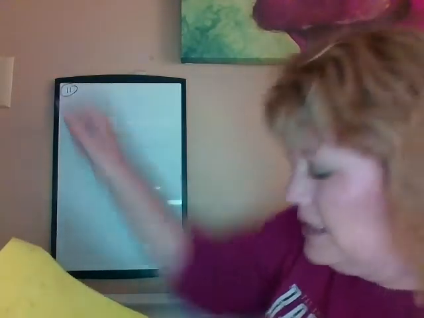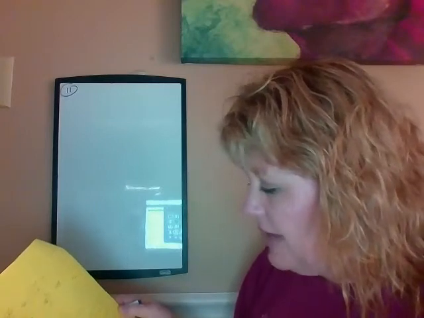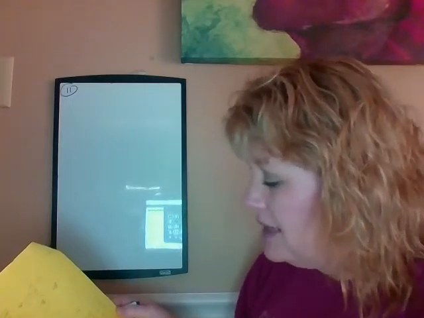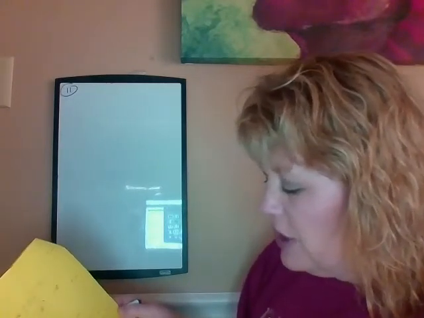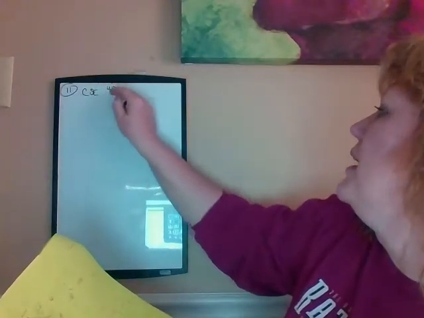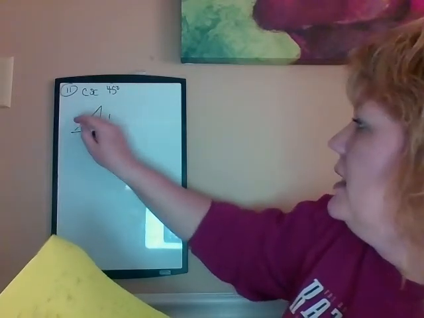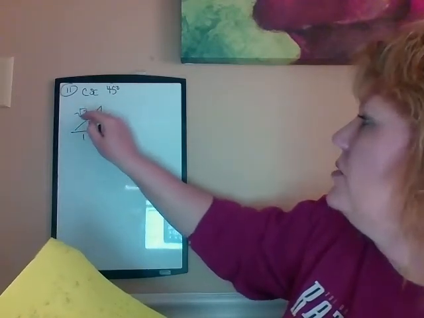Okay, we're on number 11. And number 11, they give us two right triangles. It says, use the given triangles to evaluate the expression. Rationalize all denominators. So they want the cosecant of 45 degrees. The cosecant of 45 degrees. And they give you this 45, 45, 90. And it's 1, 1 and the square root of 2.